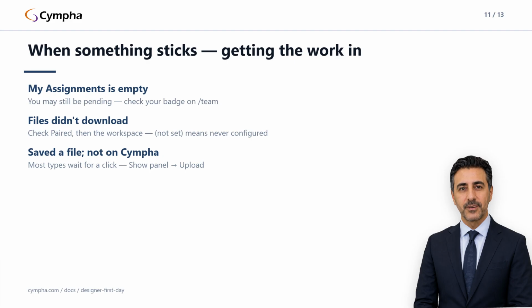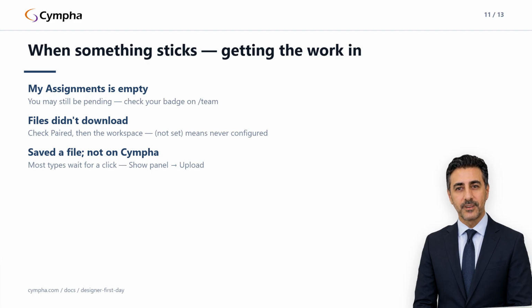3. You saved a file, and it isn't on Cympha. Most file types don't upload on their own. They wait for your click. Open the tray icon, Cloud Monitoring, Show Panel, look under New in Workspace, and hit Upload on the file. Only the GVW review files and zip design outputs go up by themselves.